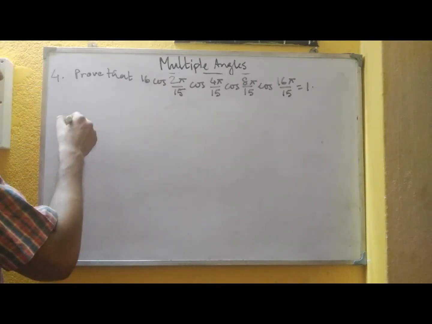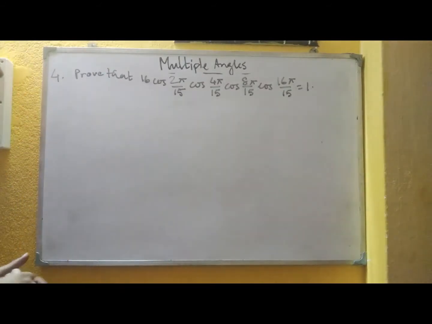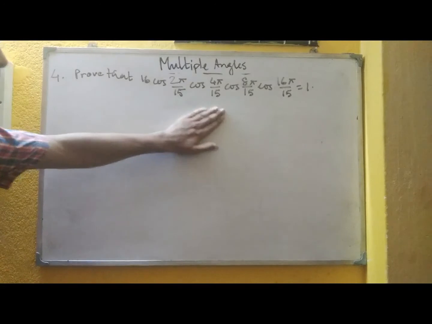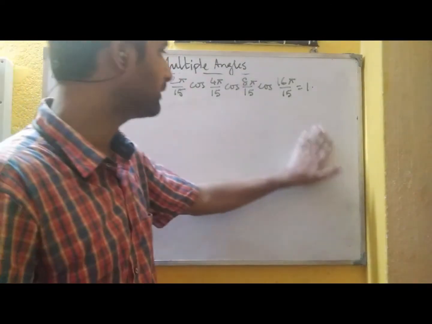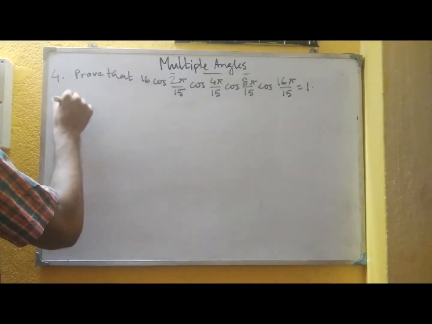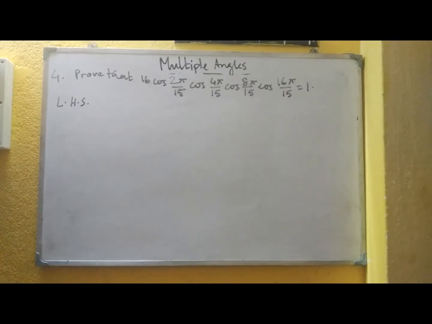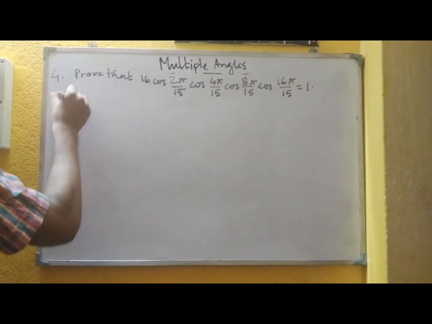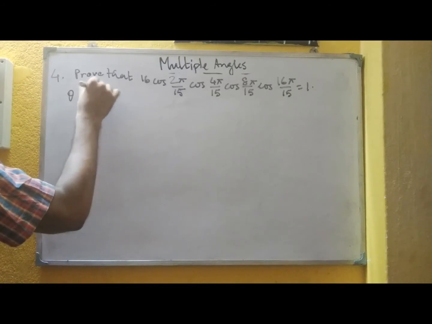Okay, so see, it is the product of the multiple angles of 2 pi by 15. This 2 pi by 15, then is 4 pi by 15, then it is 8 pi by 15, then it is 16 pi by 15. So for this, we will start with the LHS, and to apply the formula of sine 2 theta, we will include a sine here, sine 2 pi by 15. For simplification, let us first assume that theta is equal to 2 pi by 15.